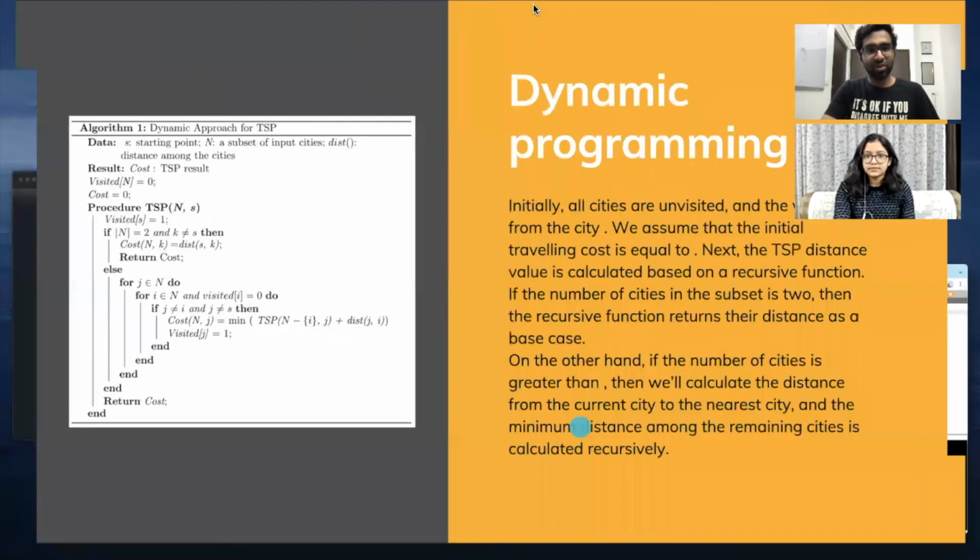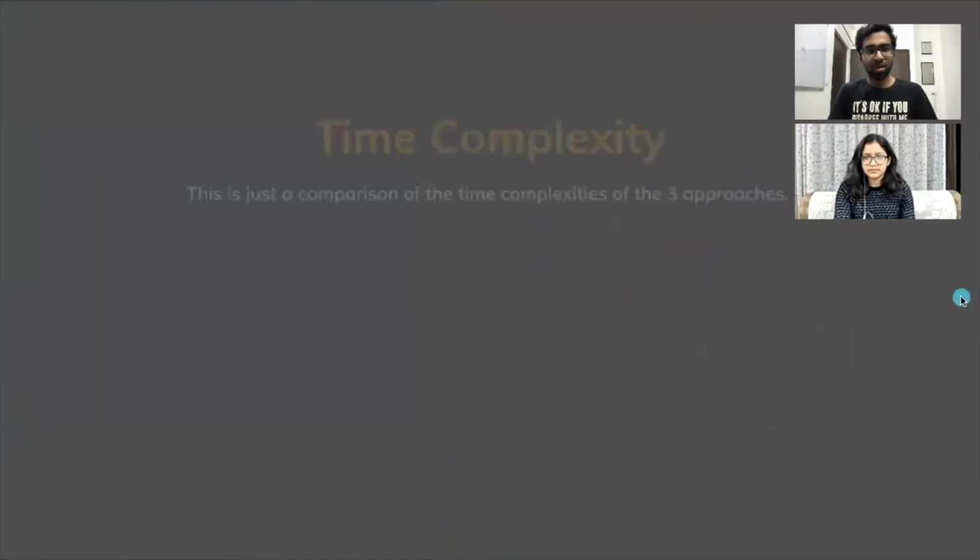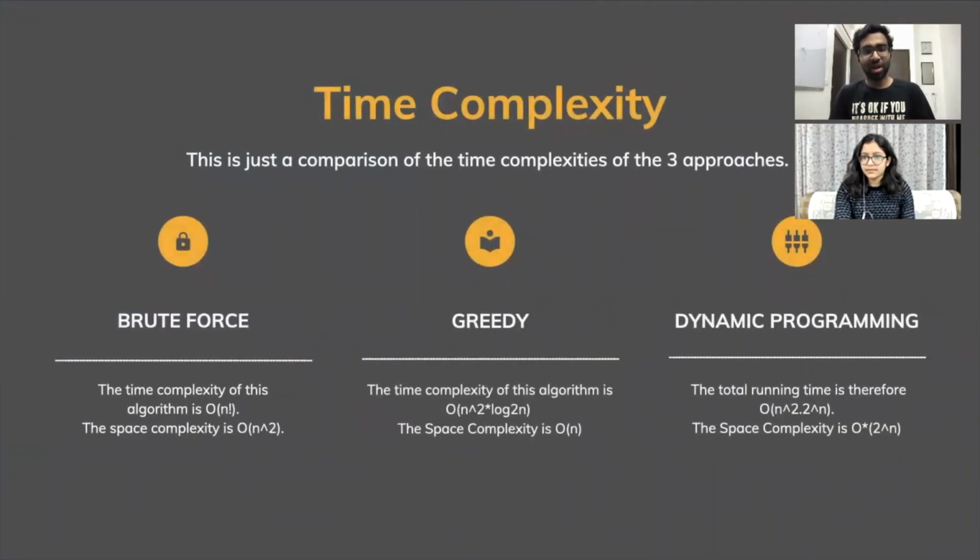Okay, now we'll be continuing with our presentation. The next thing we'll talk about is the time complexity and comparison of these 3 approaches. For brute force, as Gauri mentioned, the time complexity is O(n factorial). The time complexity for the greedy algorithm is n squared multiplied by log base 2 of n, and the time complexity for the dynamic programming approach is O(n squared 2 to the power n). These are the 3 time complexities.